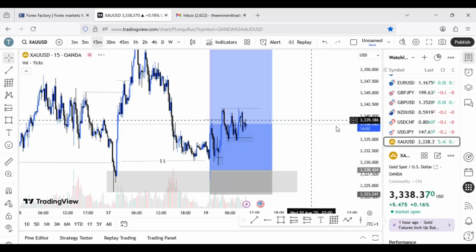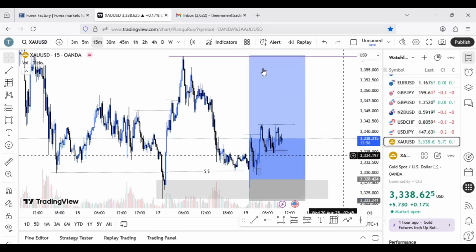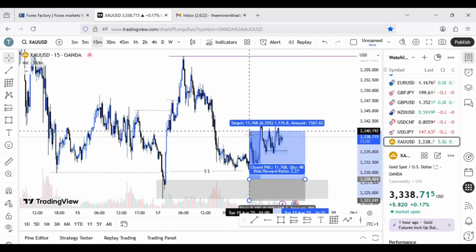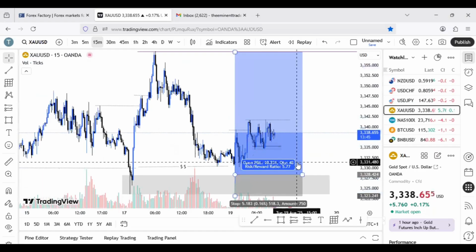But overall, this is the setup. It looks most likely to continue. And it is currently running how many hours? Running 2 hours already. So let's see what the market decides to do.